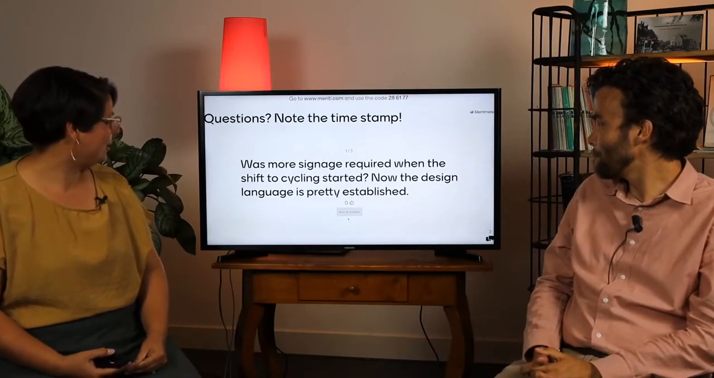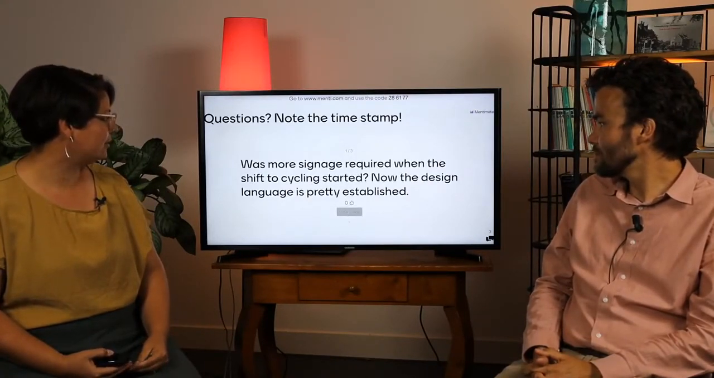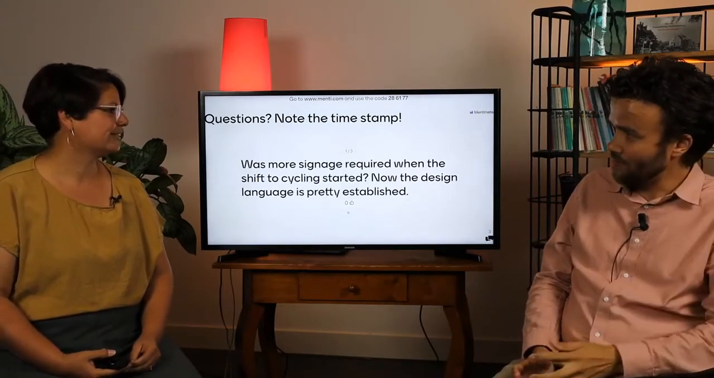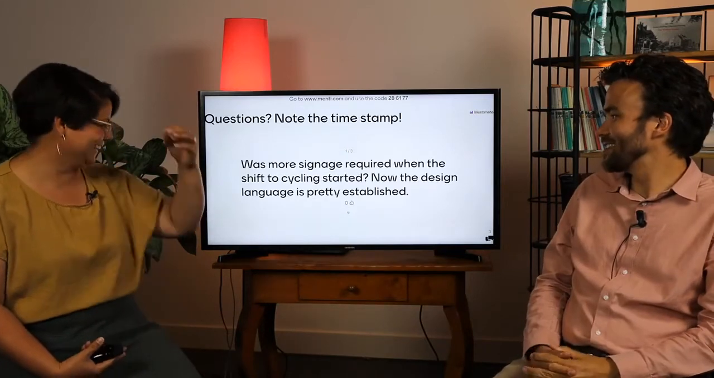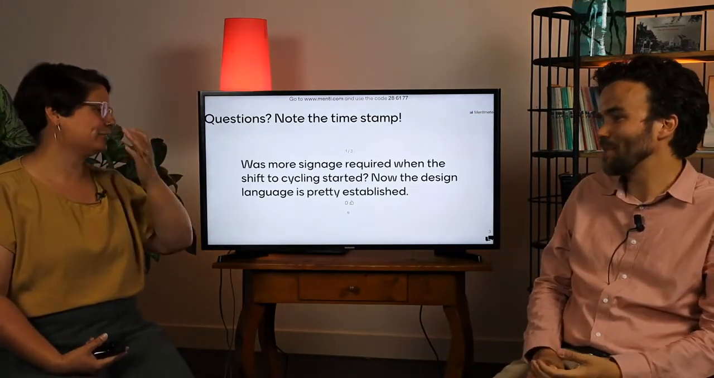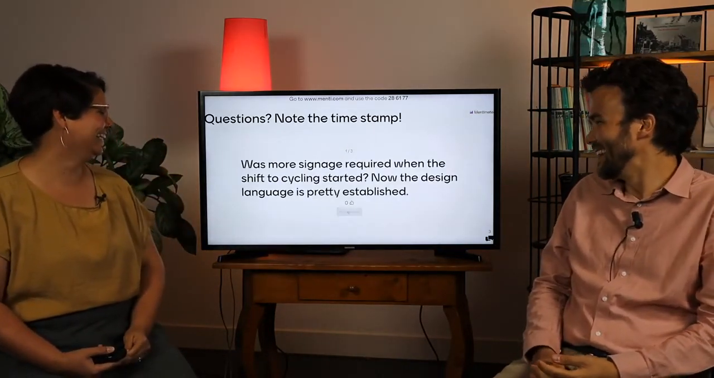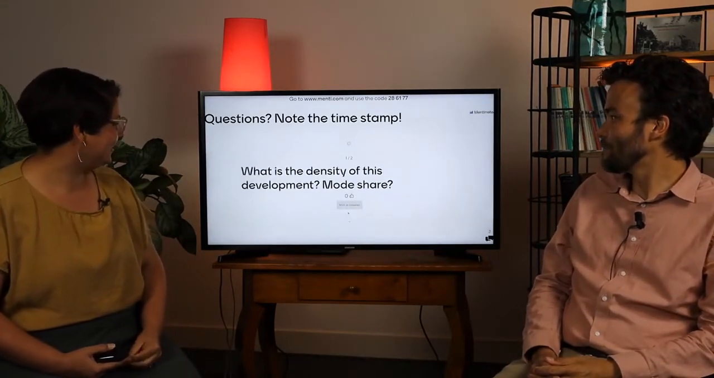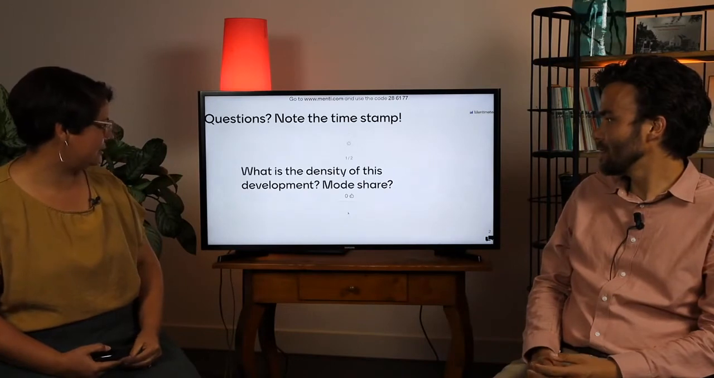Was more signage required when the shift to cycling started, and now the design language is pretty well established? I was minus 15 when this started, so I don't know how many signs we had. I wouldn't be surprised if there was. We might have to go back to the history books for that. Okay. Density we talked about.